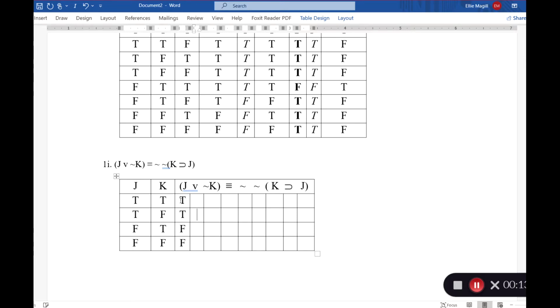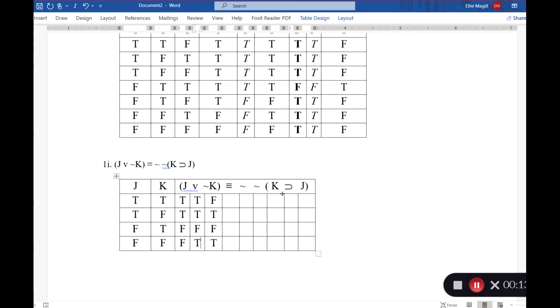And then our other disjunct here is not K. So we're going to flip the truth values for K. So instead of true, true, false, false, we're going to say false, false, true, true. And now we can do that disjunction, right? That's true unless they're both false. So it's true here, false here, because they're both false on row 3, and then true here, because we have at least one true sentence.